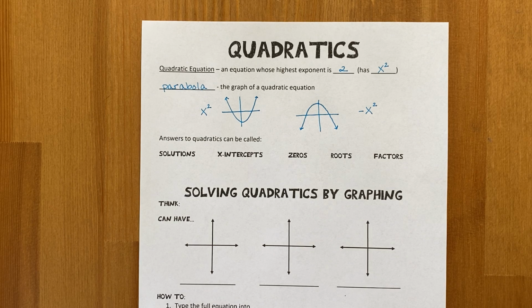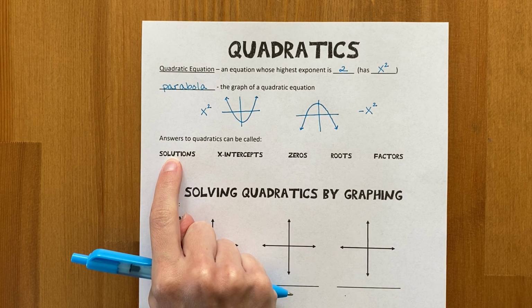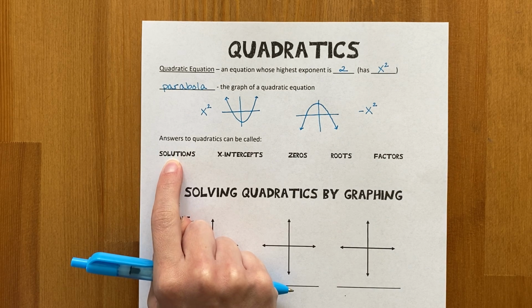Now, the answers to quadratics can be called a lot of different things. In fact, there are 5 things. Solutions, the first one, is kind of the most generic, and it works for really any method that we're going to have. We're going to end up with 4 methods, and if it asks for solutions, it's really pretty general.